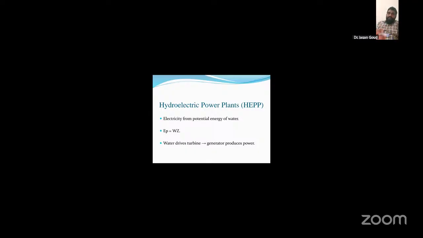This is the process in all hydroelectric power plants, generating power from water. Water drives turbines and the generator produces power. Simple. Next one is hydro power plants.